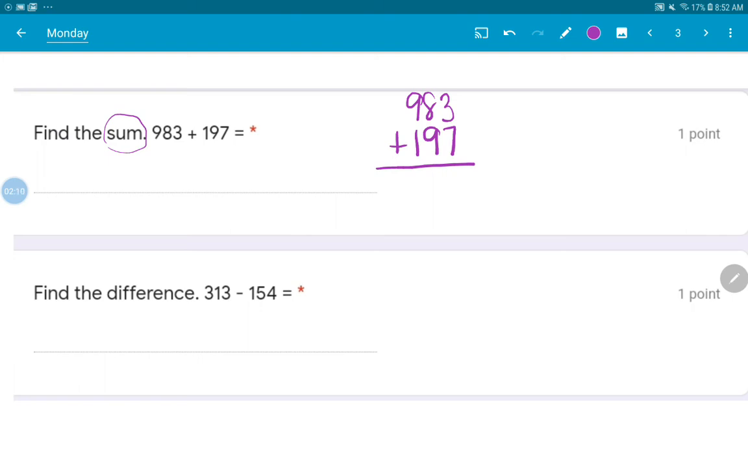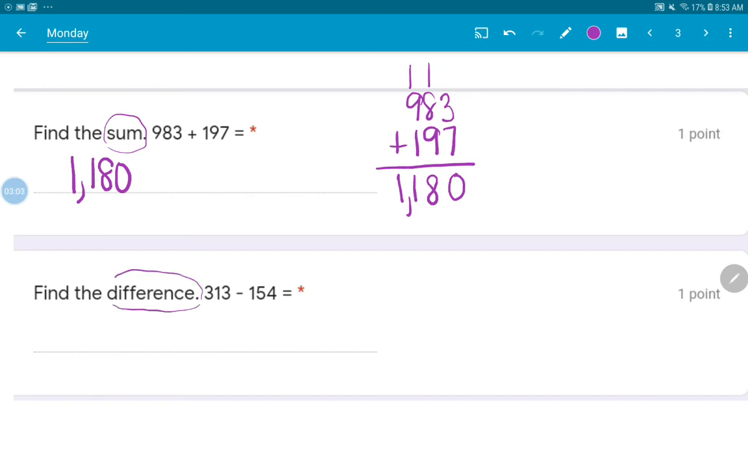3 plus 7 is 10, so drop 0 there and add that 1 to that. That makes it 9. 9 plus 9 is 18. Okay, so what do I write down? Put the 8 down. Add that 1 to that 9. That makes it 10. 10 plus 1 is 11. Very good. So my answer is 1,180.